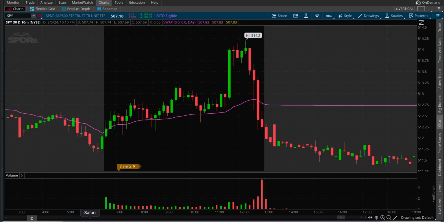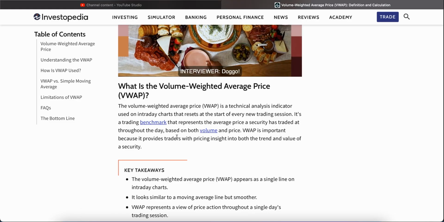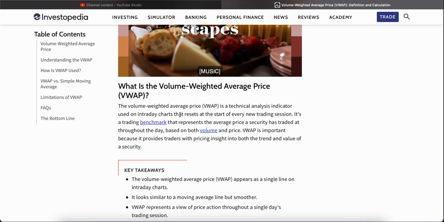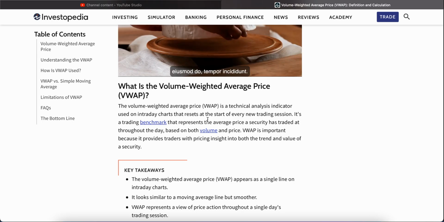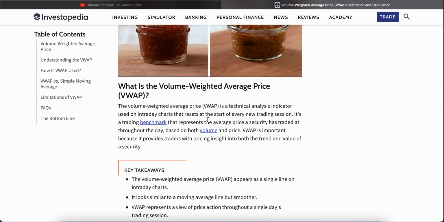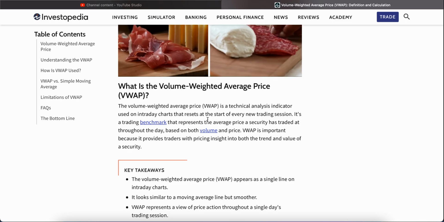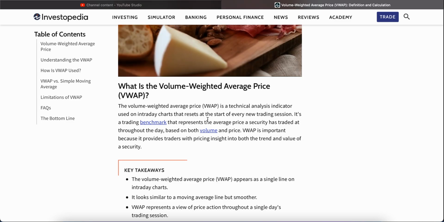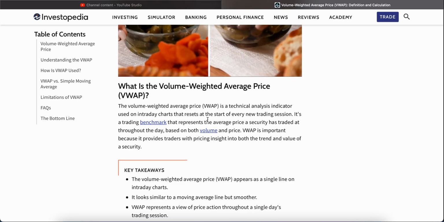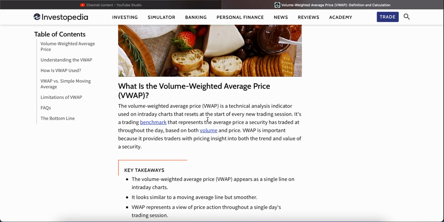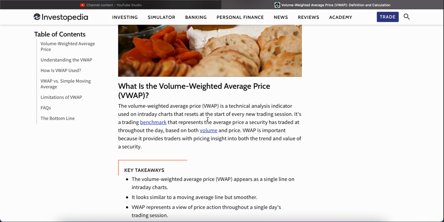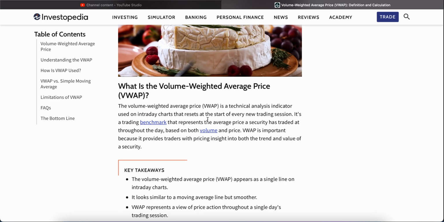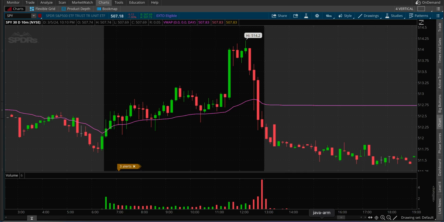So to begin with, let's just take a look at what it actually is. Volume weighted average price is a technical analysis indicator used on intraday charts that resets at the start of every new trading session. It is a trading benchmark that represents the average price a security has traded at throughout the day, based on both volume and price. VWAP is the most important because it provides traders with pricing insight into both the trend and the value of the security. So I hope it makes sense.